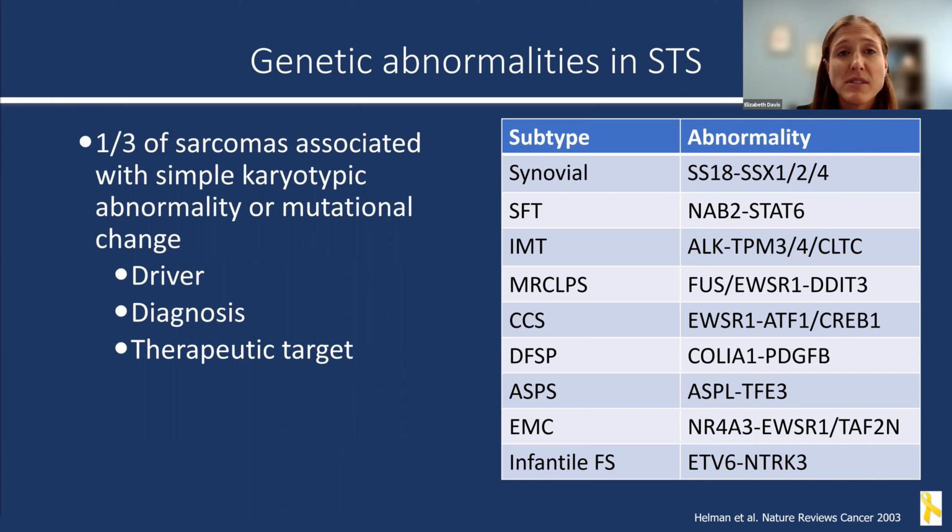On the far right, you see a chart with a small subset of the translocation sarcomas. There are far too many to list on one slide. Perhaps the most well-recognized, though, is on the bottom, infantile fibrosarcoma, which is characterized by a translocation between ETV6 and NTRK3. And the treatment of this disease has been revolutionized by the TRK inhibitors, which are particularly effective at targeting this translocation.